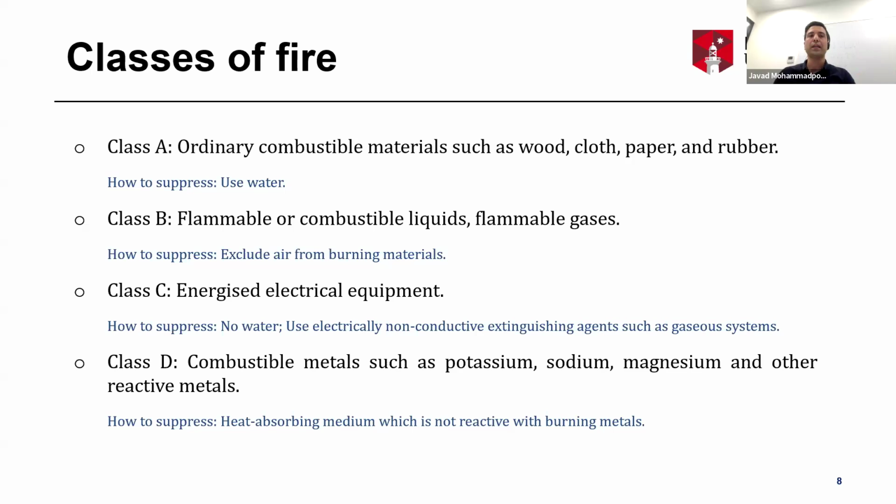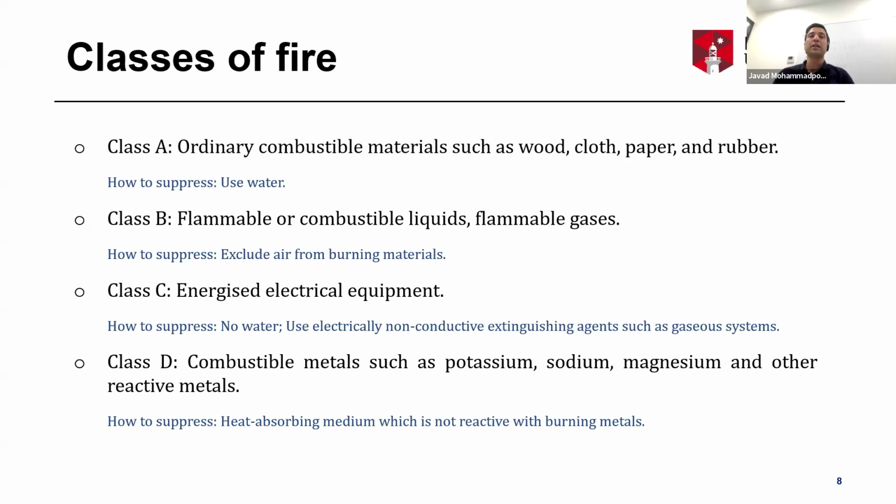So class A is ordinary combustible materials such as wood, clothes, paper, and rubber. And exactly the question that jumps to mind is: how can I suppress them? You can use only water. Through using water, you can suppress this class of fire.